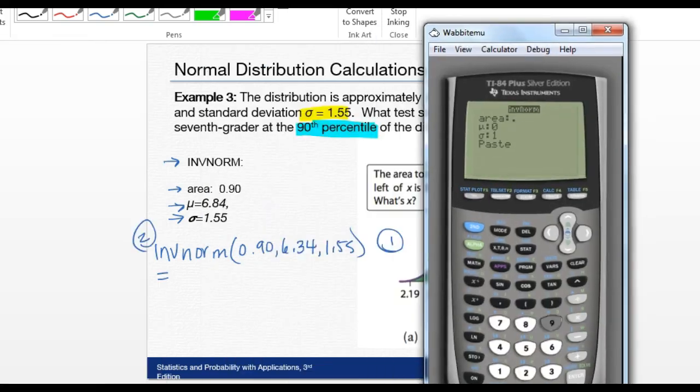I get 0.9 for area, 6.84, and 1.55. Hit paste, bam, there it is. So that's giving me the test score that would make a student in the 90th percentile. So if they get an 8.3 or higher, they're better than 90% of the population. That's what they're saying. So 8.32 is what my answer is going to be.